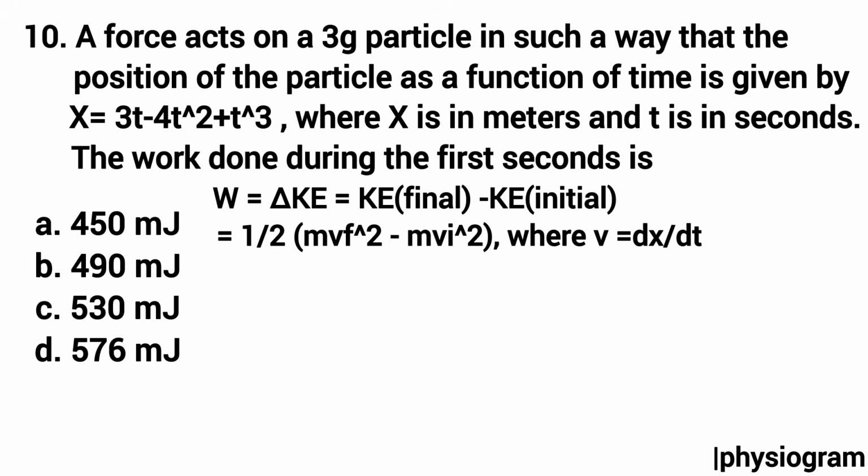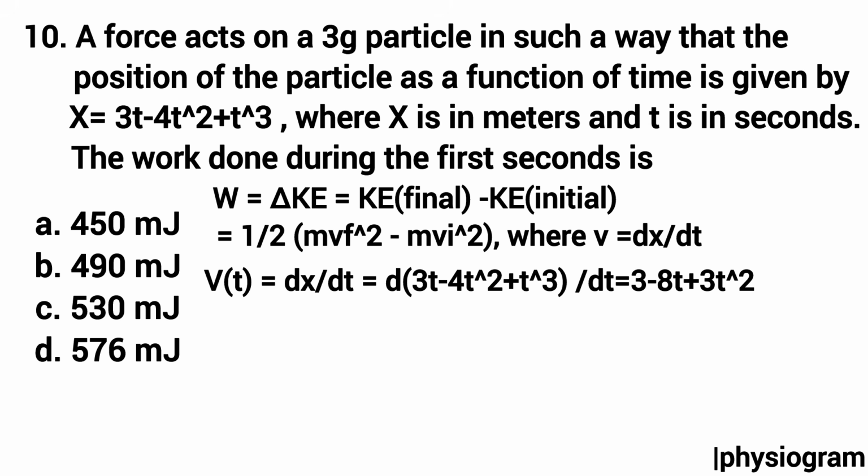So we know work done equals the change in the kinetic energy, that is kinetic energy final minus kinetic energy initial. So we'll get here half m vf square minus half m vi square, where v is dx/dt, the velocity. Now calculate the velocity as a function of time using differentiation. So we'll get here 3 minus 8t plus 3t square.